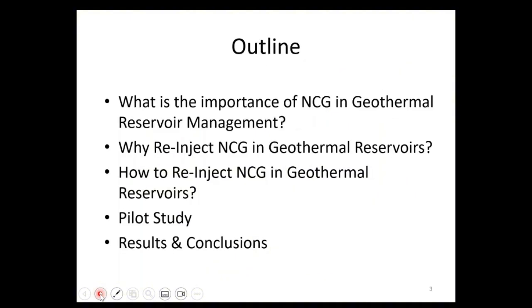I want to briefly say what we're going to discuss in our outline today. Basically, what is the importance of NCG for geothermal reservoir management, and why we have to re-inject NCG in the geothermal reservoir. After we ask why, the next question is how we're going to re-inject NCG into the geothermal reservoir, and then our pilot study, result and conclusion.